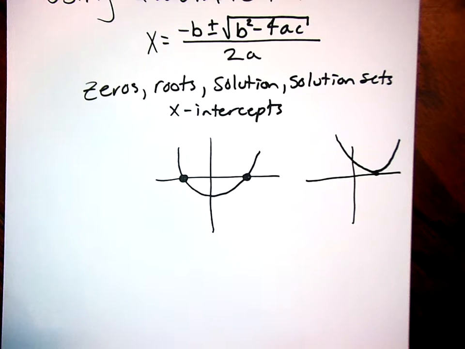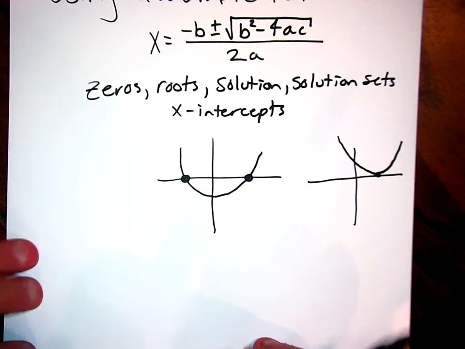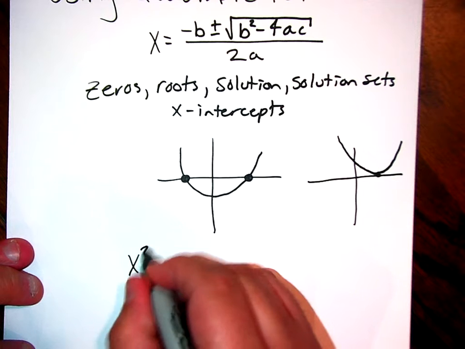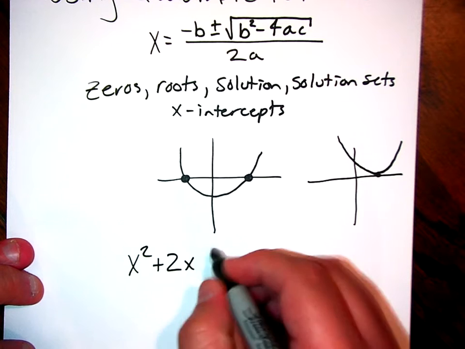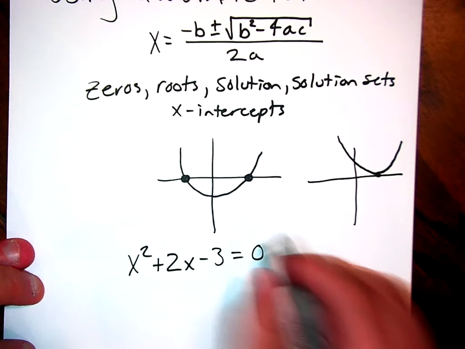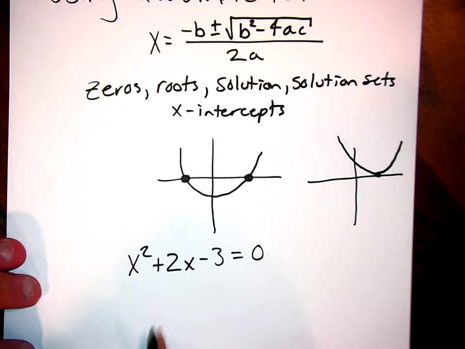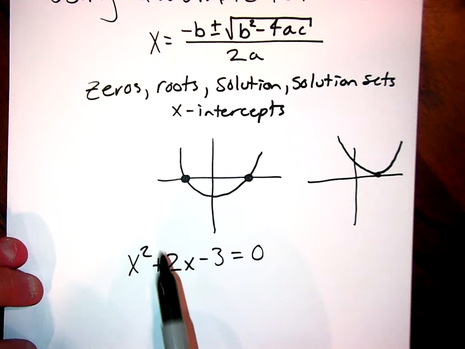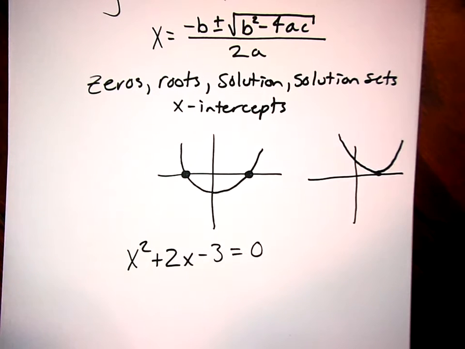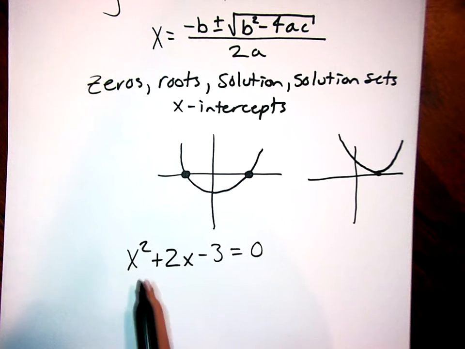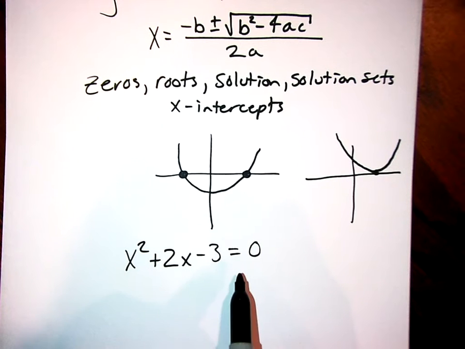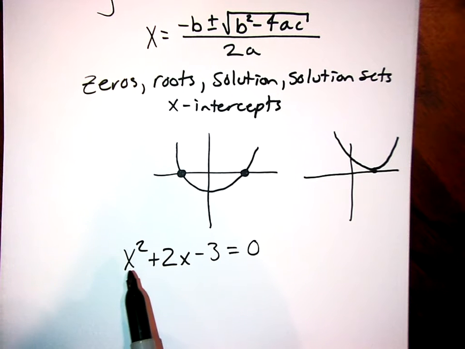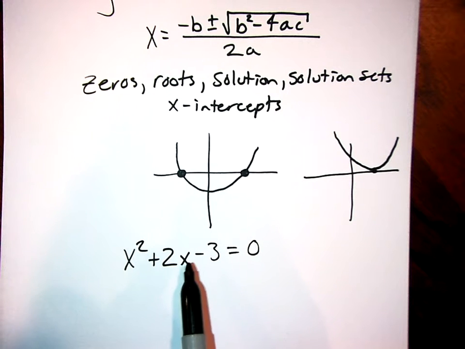Okay, let's look at x squared plus 2x minus 3 equals 0. Now, of course, this is a quadratic equation, and we know that because we have an x squared term here, and that means it's a quadratic. But there are two really important things here. The first one is that this is in standard form. The x squared term is first, then you have the x term, and then just the number. So that is standard form.